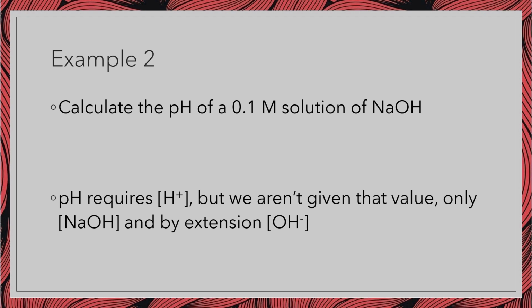So, calculate the pH of a 0.1 mole per liter solution of sodium hydroxide. So again, we write out the reaction equation. Sodium hydroxide gives us 1 Na+ plus 1 OH-.